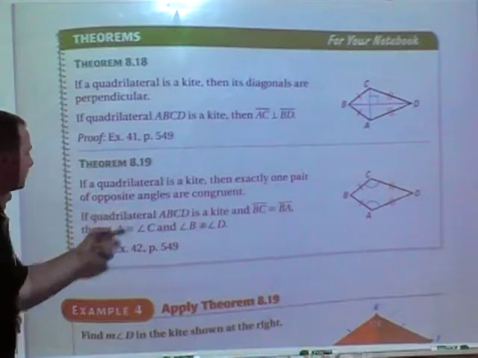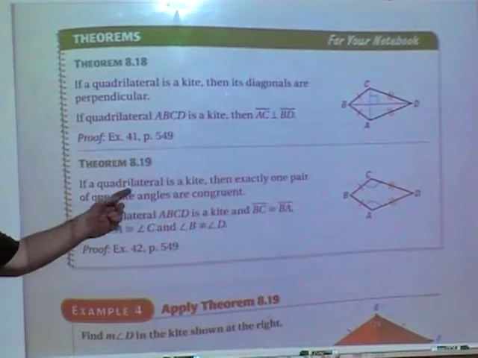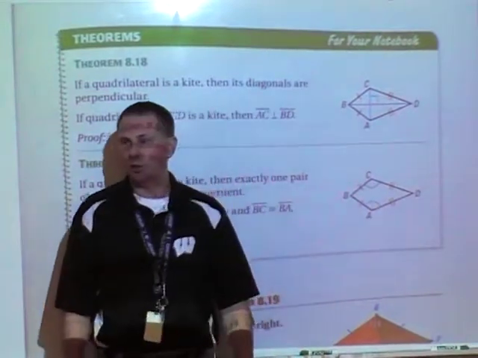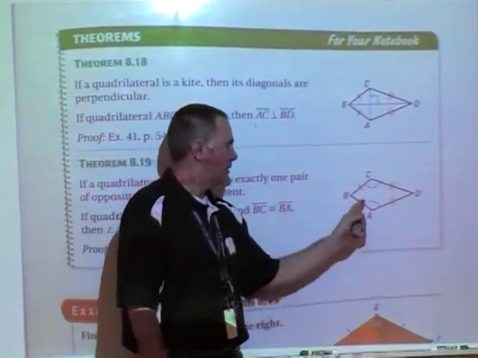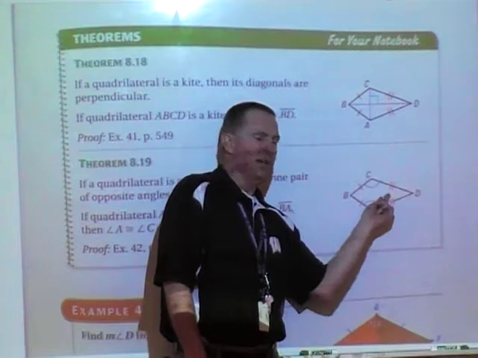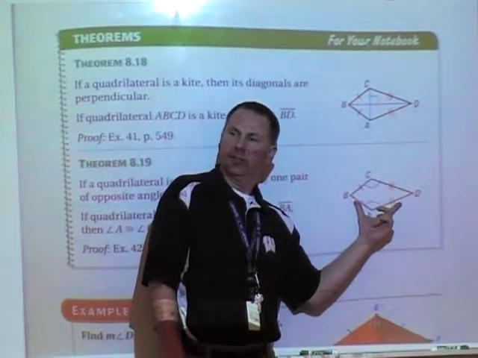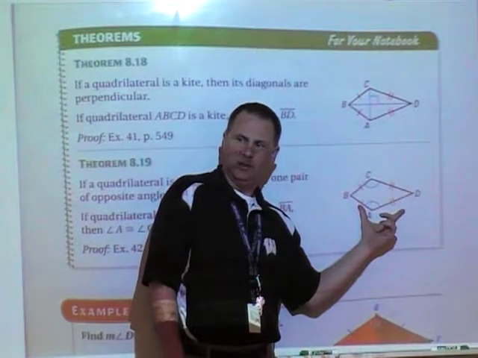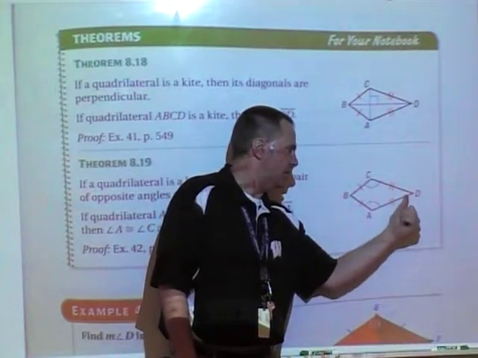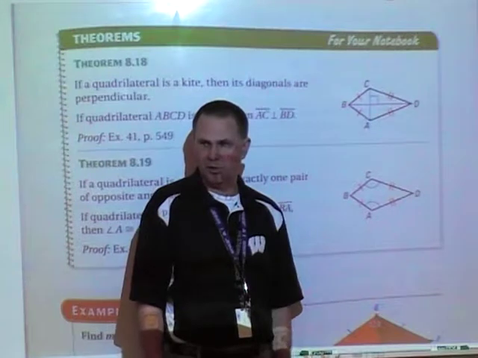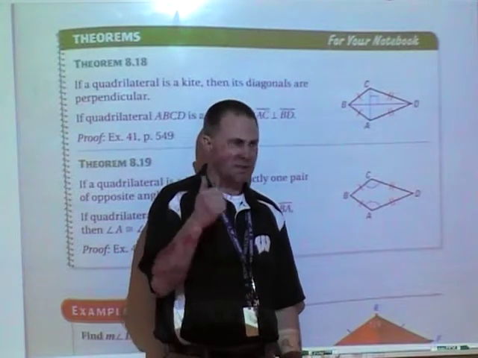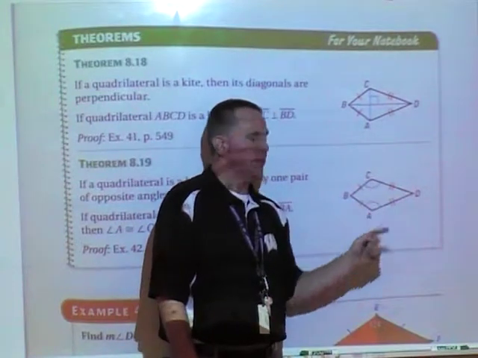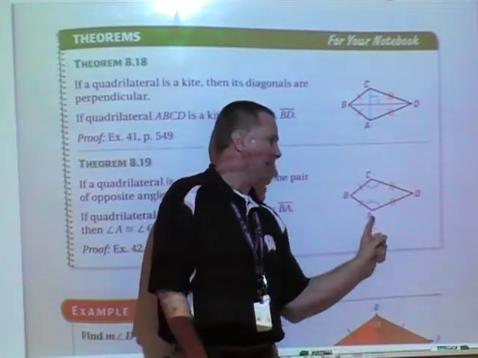The second one, if it says it's a kite, then these are the only two angles that are congruent. If it's a kite, it's kind of oblong, okay? It's not a parallelogram, it's not a rhombus. So angle B and angle D are not congruent at all. But if it says it's a kite, you know you got perpendicular diagonals, and the opposite angles are congruent. Just that set.